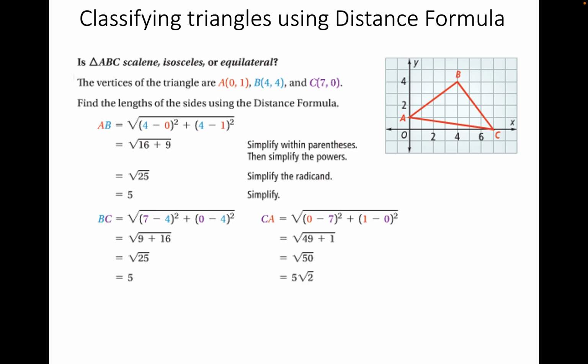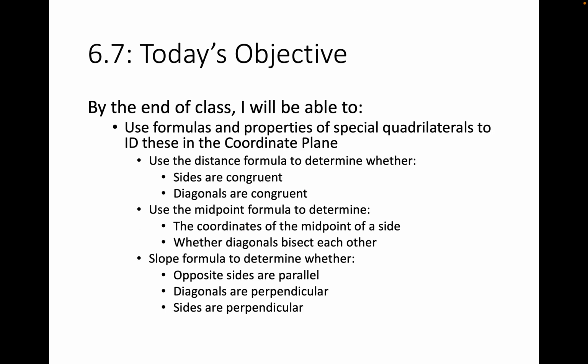So now I can see that two of the sides, AB and BC, are both equal to 5, and so they must be equal to each other. So this triangle ABC must be an isosceles triangle because two sides are the same. All right, you can pause the video and get this down for your notes, and then we'll go on to the next example problem.